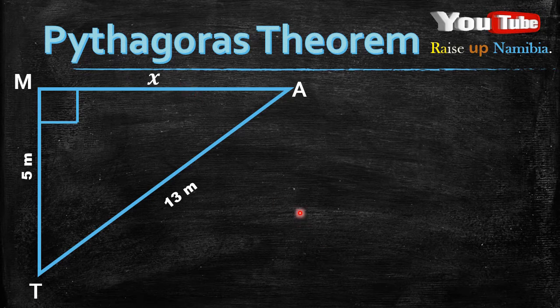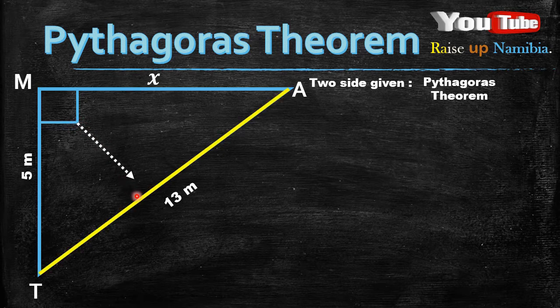Okay, so the first thing you want to do is check if you have two sides that have figures. Are you given two sides? In this example, yes, you have MT, which is 5 meters, and you also have AT, which is 13 meters, meaning you can use the Pythagoras theorem. Now, which side is your hypotenuse? You check at your right angle, or your 90 degree over here, and then opposite that 90 degree, which is this line, is your hypotenuse.